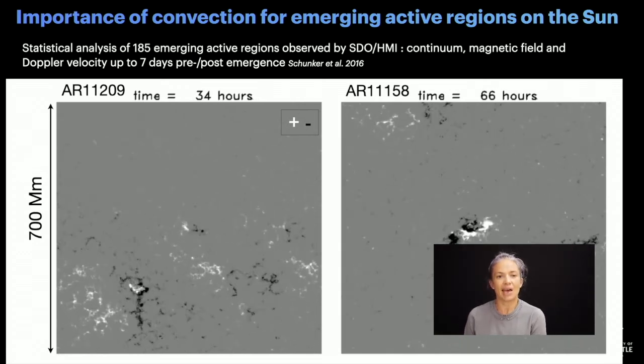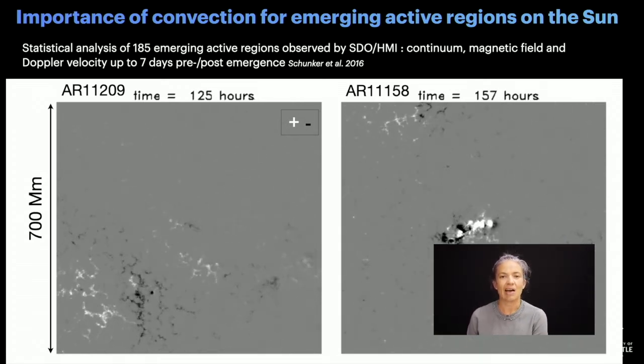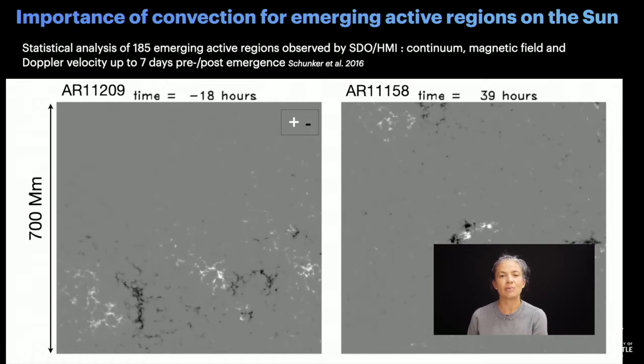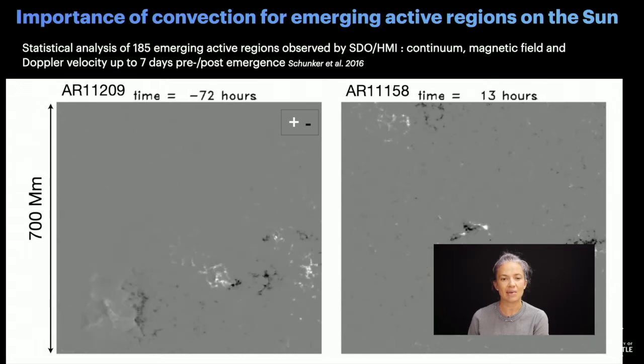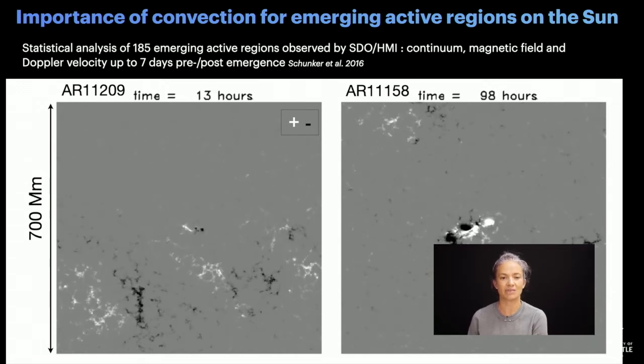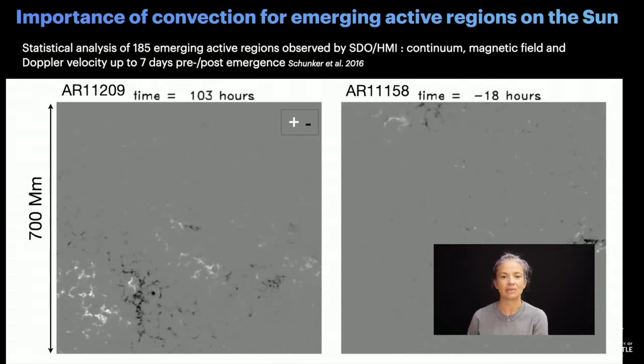We have put together a catalogue of 185 emerging active regions observed by the Solar Dynamics Observatory. Here you are looking at the line-of-sight magnetic field of 2 active regions from our sample.